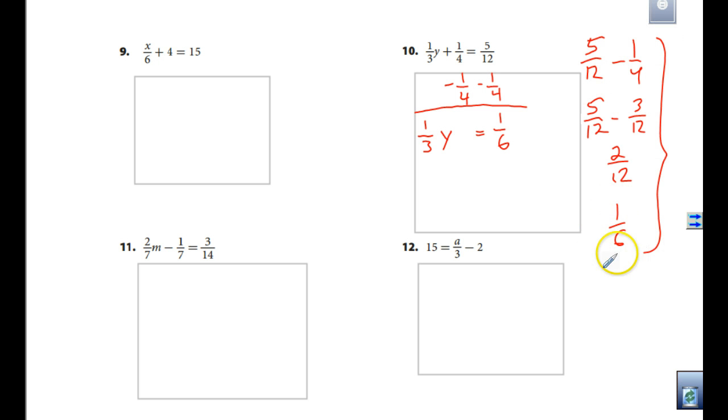save yourself from doing all this. I want you to punch it in. Get 1/6. And then multiply both sides by 3/1. Y equals 1/2. If you put 1/6 times 3 in a calculator, it'll come out to 1/2. And you're allowed to, this is new, you're allowed to just punch it in. 5/12 minus 1/4 is 1/6. 1/6 times 3 is 1/2. And then you're done. Okay?